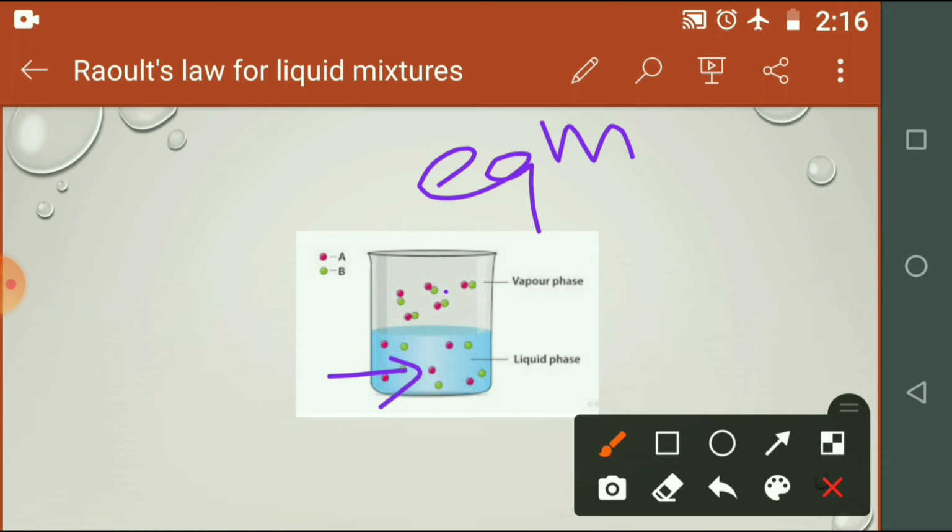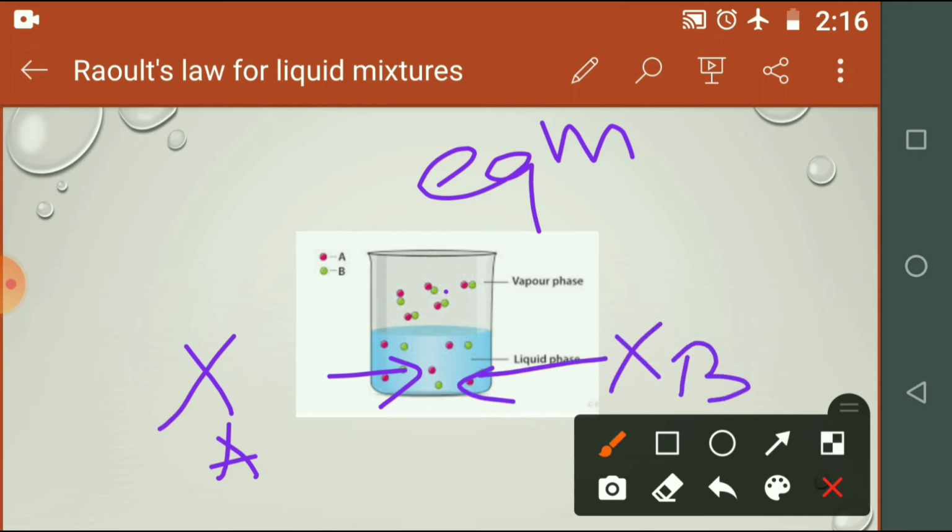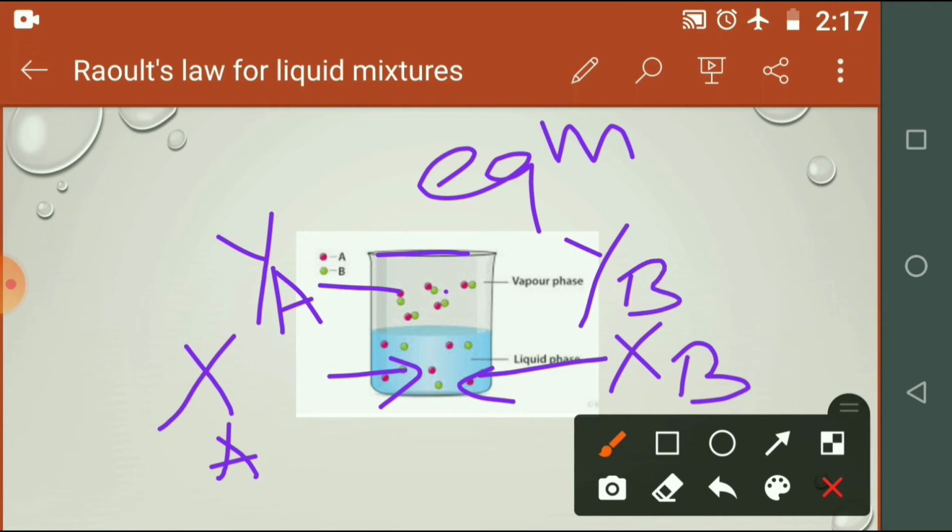The concentration of A can be represented by mole fraction. In the liquid phase, the mole fraction of A is represented as XA and that of B is represented as XB. Similarly, we find A as well as B in the vapor phase. The mole fraction of A in the vapor phase is represented as YA and the mole fraction of B in the vapor phase is represented as YB.